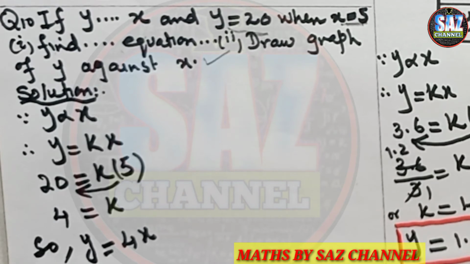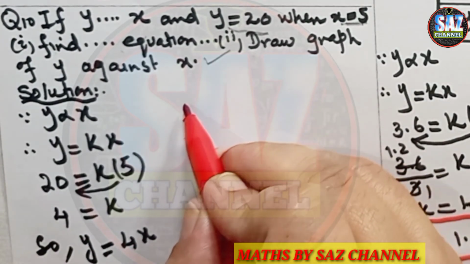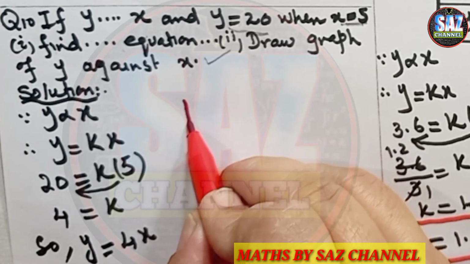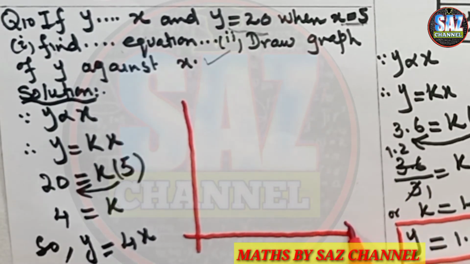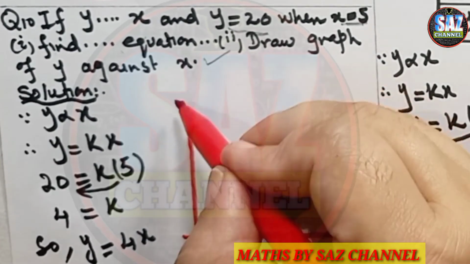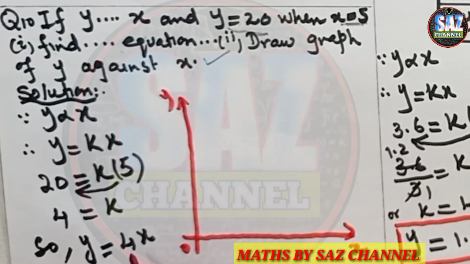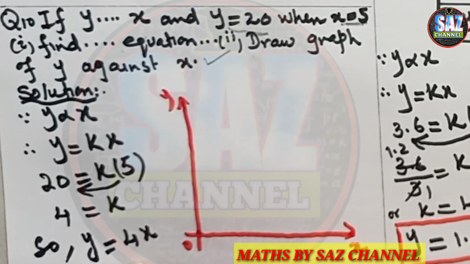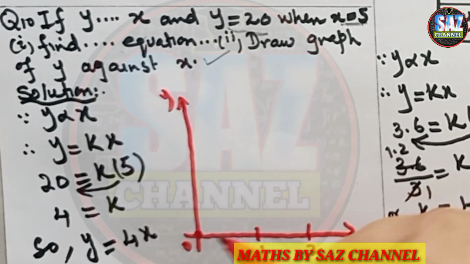Now let's move to the drawing of the graph. For the purpose of drawing a graph, what we have to do is take a few values of x that can give us the values of y. So let me draw the axes. So this is my x axis and this is my y axis. This is the origin. When I'm taking the value of x as 0, y will be 0. And when I'm replacing, suppose this is 1 and this is 2, when x is 1, y will be 4.